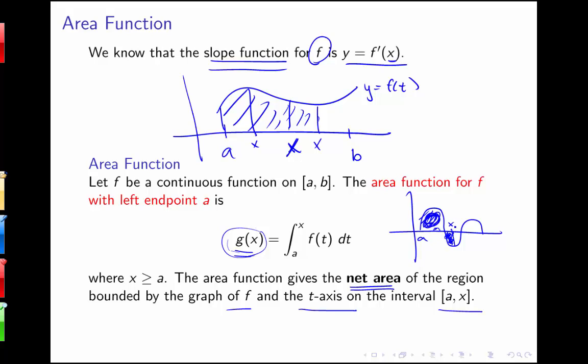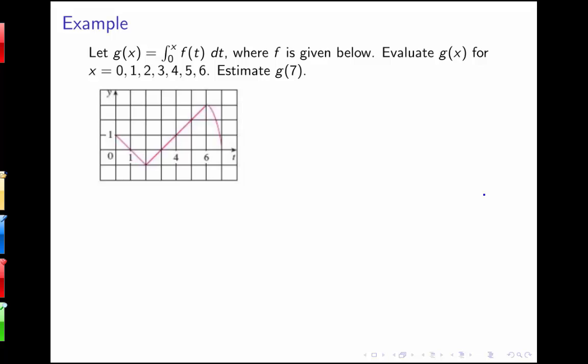As x changes, the value of the net area would also change. So let's see how this looks for a particular example. What I have here is a graph of f. This is y equals f of t, because we're letting the endpoint here vary. When we talk about this area function, g of x is the integral from 0 to x. So if I wanted to talk about, for example, g of 0, this would be the integral from 0 to 0 of f of t dt.